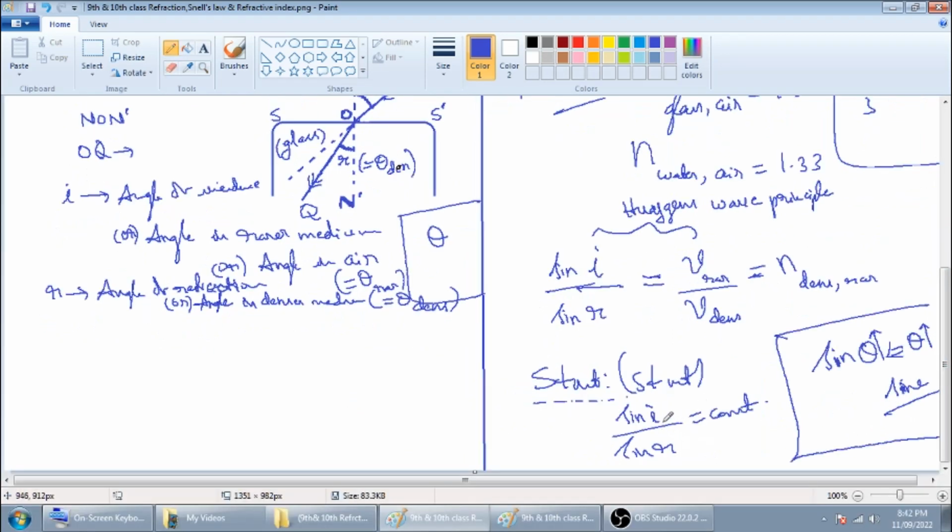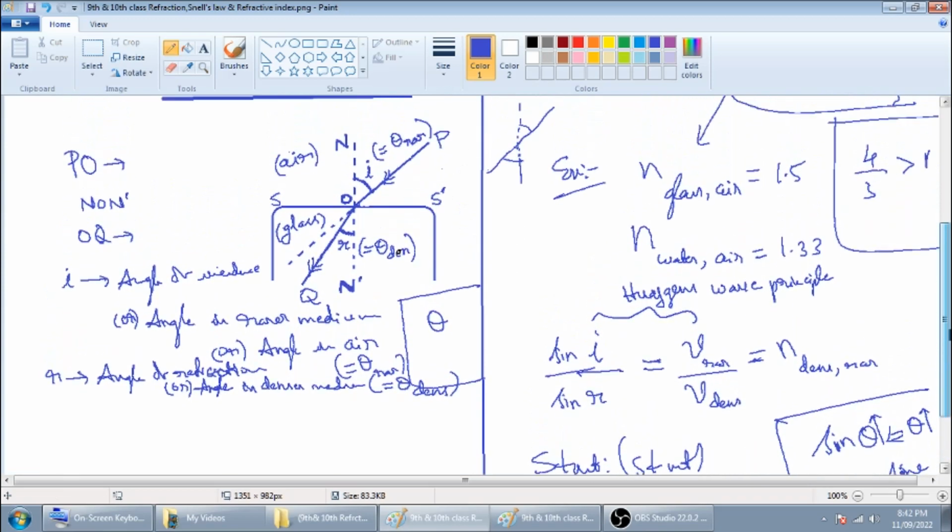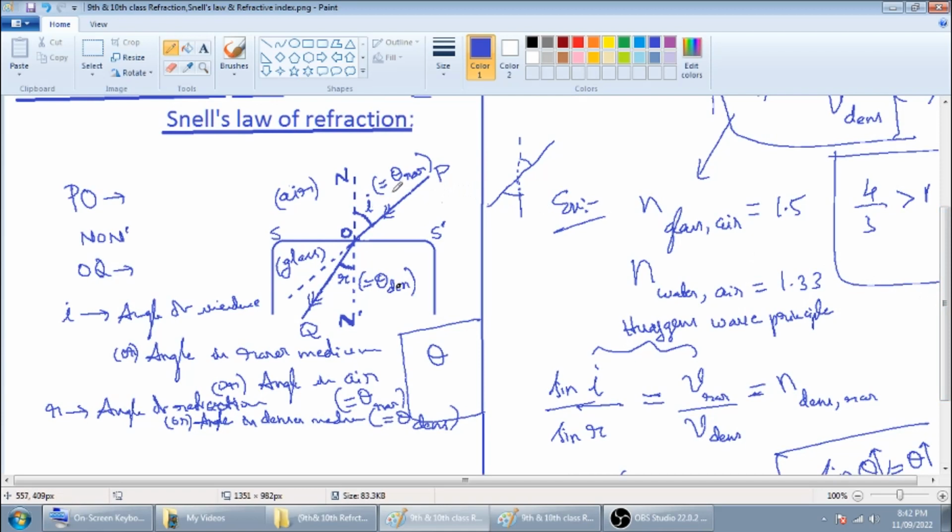Now here, the important thing is that sin i by sin r is nothing but the ratio of the sin of the angle in the rarer medium to the sin of the angle in the denser medium. i and r stand for angles in the rarer medium and denser medium. So they can also be written as sin theta rarer. What is i? The angle in the rarer medium. Already we have seen, i is the angle in the rarer medium. Just observe the diagram. It can also be written as theta rarer. And r is the angle in the denser medium. It can also be written as theta denser. So that way also it can be written.